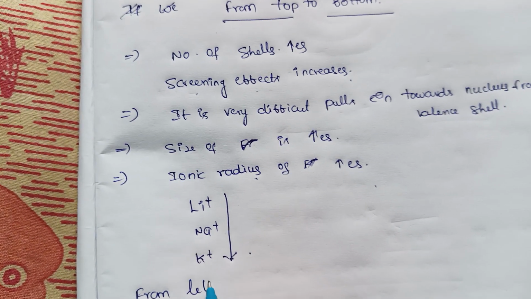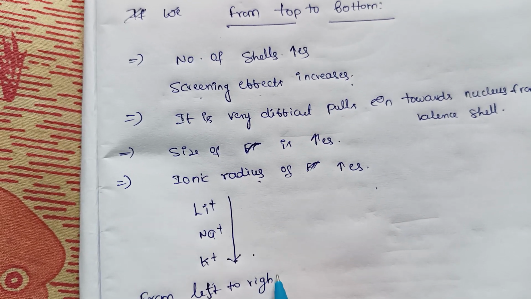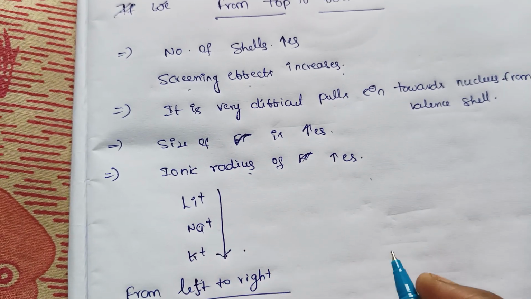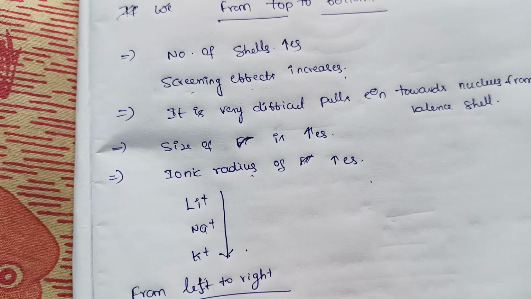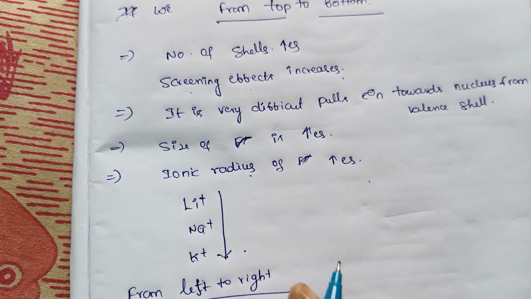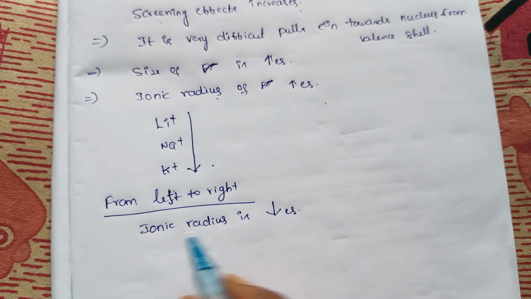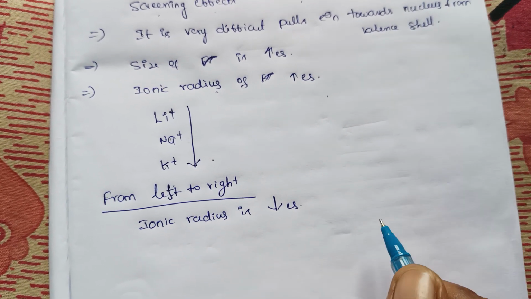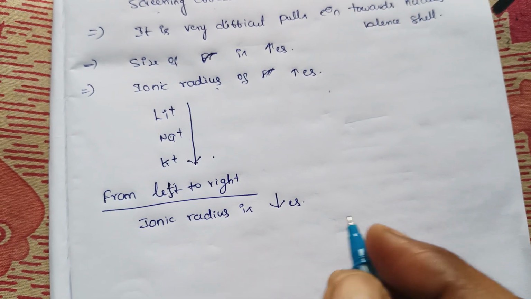From left to right, the ionic radius decreases. Because the atomic radius increases but the number of shells remains constant, the ionic radius also decreases from left to right.